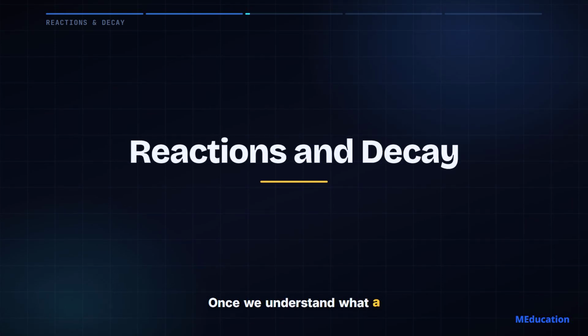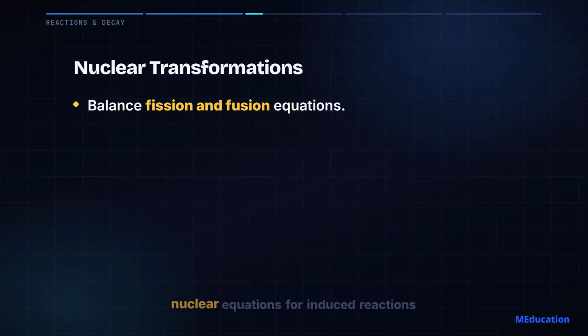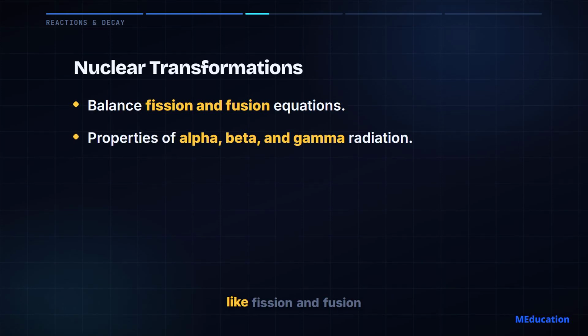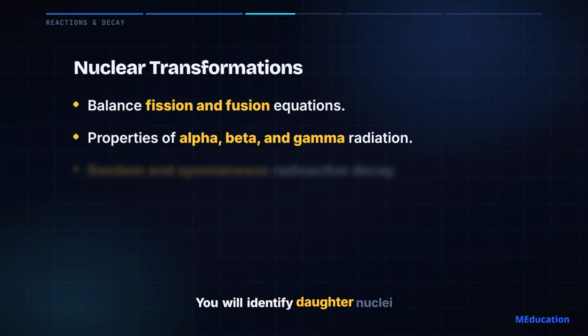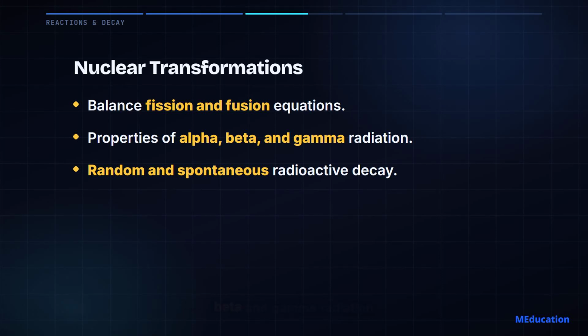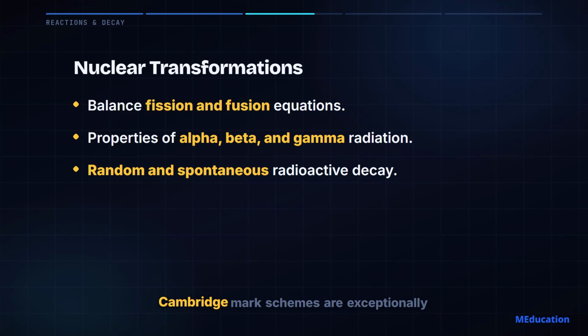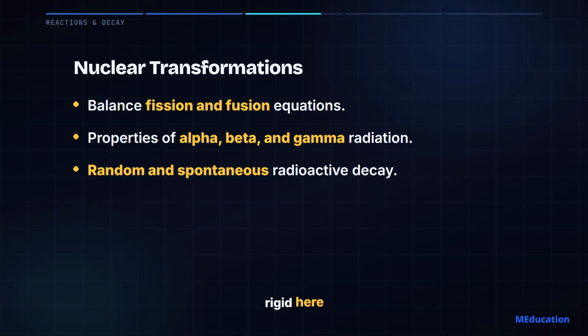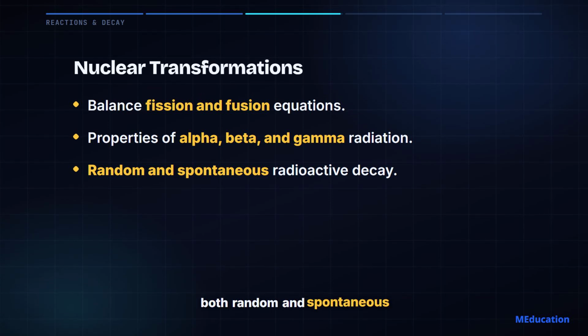Once we understand what a nucleus is, we examine how it changes. You will write and balance nuclear equations for induced reactions like fission and fusion, ensuring the strict conservation of nucleon number and charge. We also cover natural radioactive decay. You will identify daughter nuclei and distinguish between the ionizing and penetrating properties of alpha, beta, and gamma radiation. Cambridge mark schemes are exceptionally rigid here, so you will learn to state precisely what it means for radioactive decay to be both random and spontaneous.